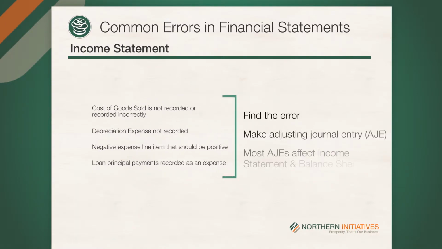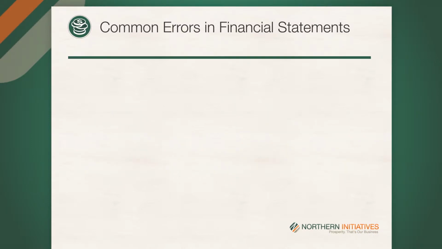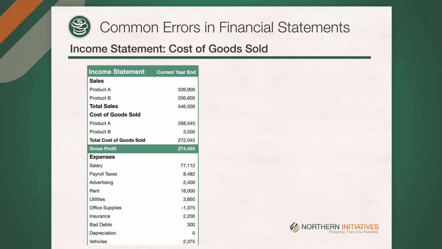Let's review each error and the proper entry to use. For each correcting entry shown, the adjustment is referenced with the same journal entry number on the income statement and balance sheet. It's important to note that most journal entries affect both the income statement and the balance sheet. Cost of goods sold.